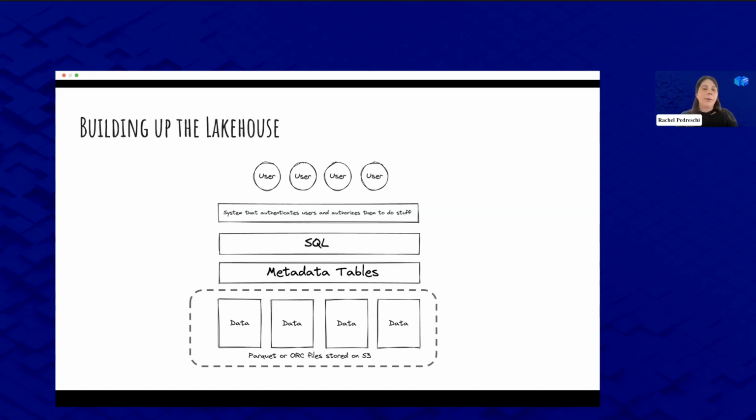You're probably seeing where I'm going with this at this point, right? You're now storing your data in an open format on S3 or MinIO or some type of object store. And we call this a data lake. It could also be called a data swamp, but we're not going to get into that.